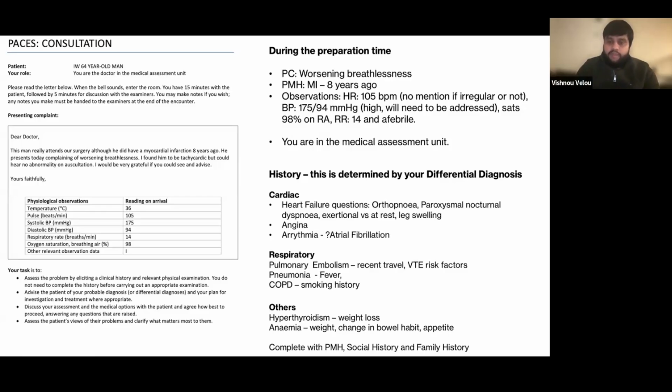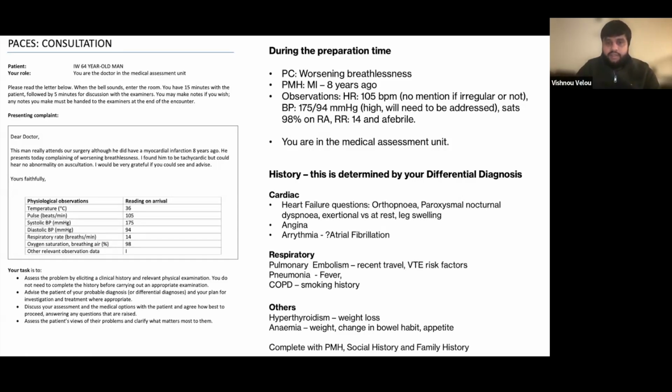Okay. We're in the medical assessment unit, so we're inside the hospital. So we're in a place of safety. We don't need to move him from the outpatient setting into the inpatient setting. We're already in there. Okay, so that's useful.